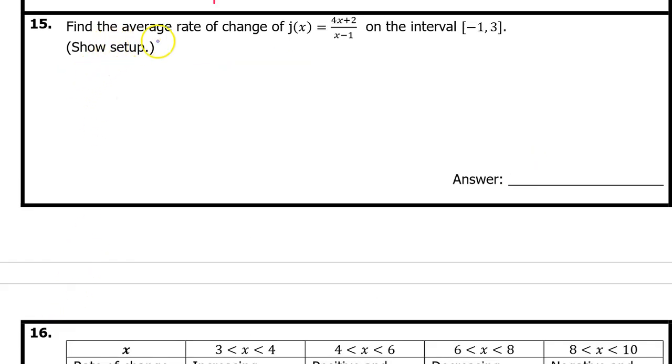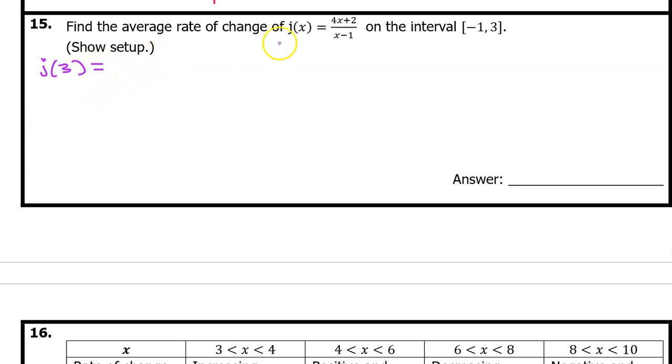Number 15, find the average rate of change of j of x, which equals this, on the interval from negative 1 to 3. So let's do the same thing again. In fact, this time I'm thinking a little bit ahead. We know that ultimately we are going to need j at 3 and j at negative 1. So it might be cleaner to calculate those first.